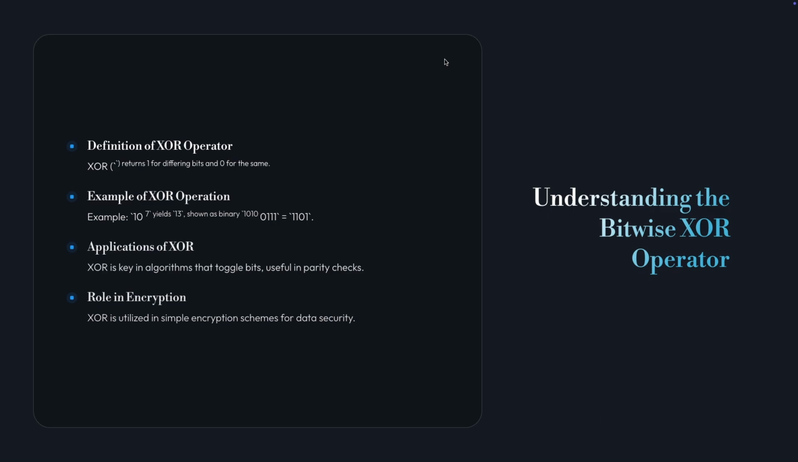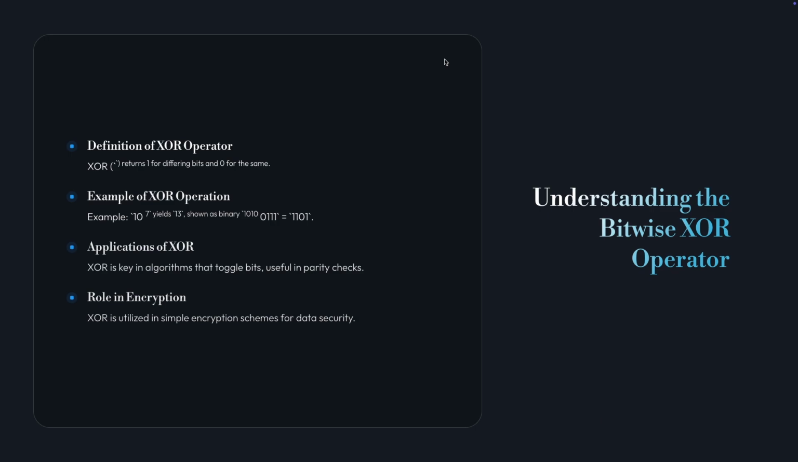Thanks. No problem. And what's really clever about XOR is its applications. The analysis highlights that it's a key operator in algorithms that need to toggle bits. Toggle, how does that work? Well, if you XOR a bit with 1, it flips it. 0 becomes 1, 1 becomes 0. If you XOR with 0, it stays the same. Oh, interesting. So you can use it to flip specific bits on and off.